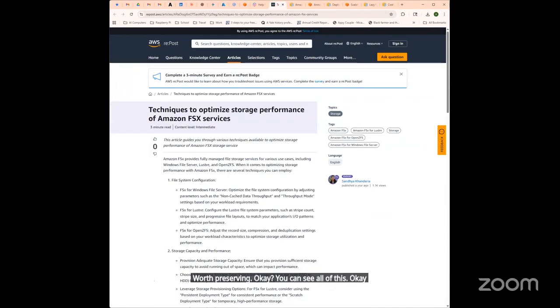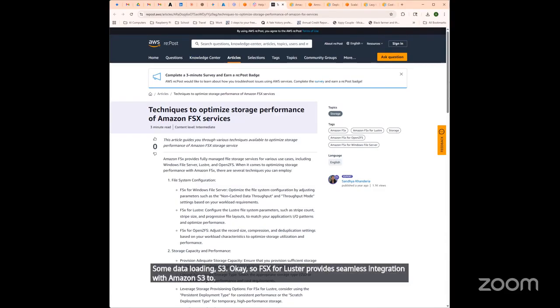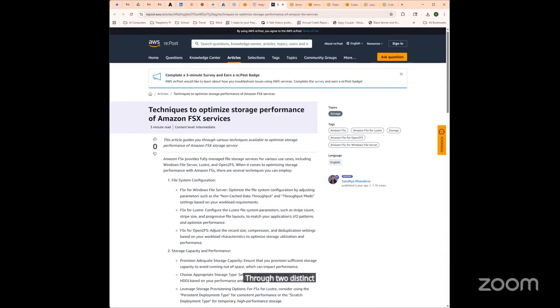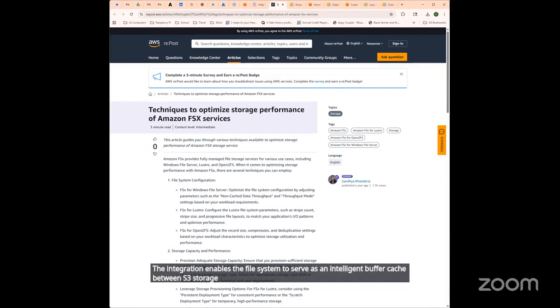Okay, let's go for some data loading in S3. Okay, so FSx for Lustre provides seamless integration with Amazon S3 through two distinct data loading patterns that cater to different performance and cost requirements. The integration enables the file system to serve as an intelligent buffer cache between S3 storage and compute instances and optimizes data access patterns for machine learning workloads.